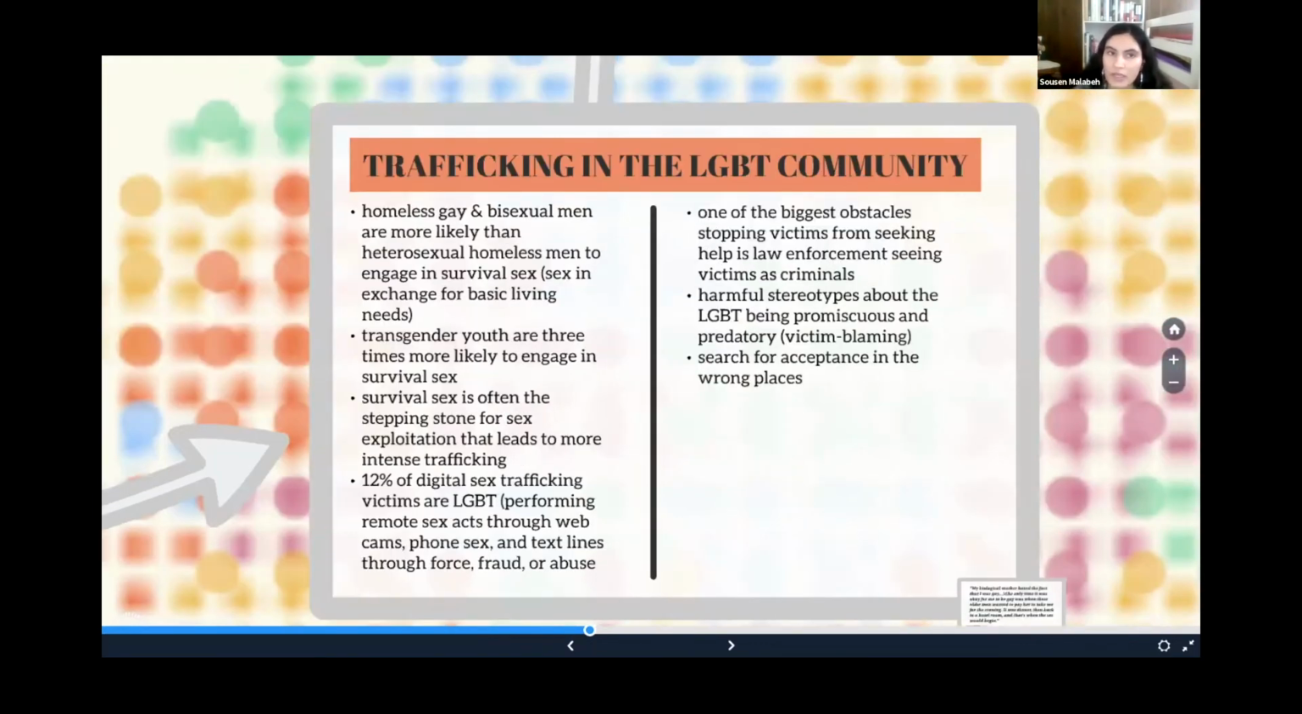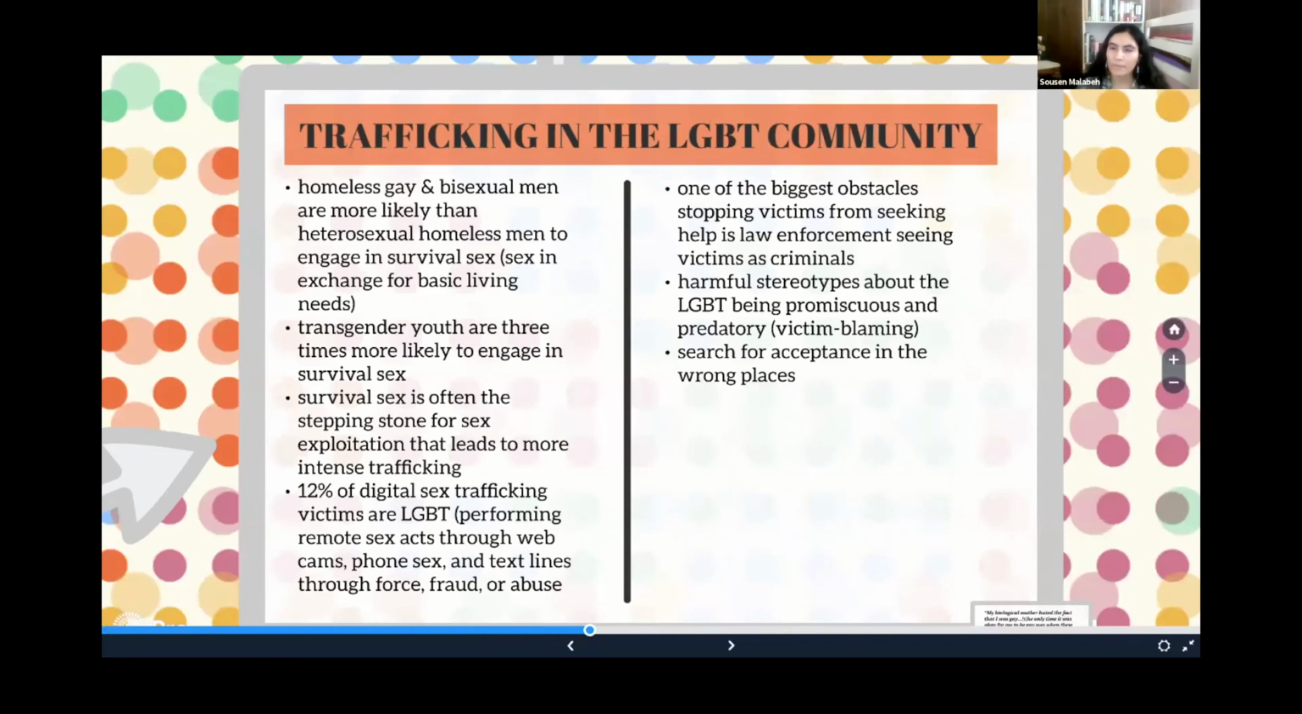So trafficking in the LGBT community really starts out with something called survival sex. Survival sex is sort of the gateway into full-on trafficking. It is basically when you engage in sexual acts in exchange for some kind of money, food, or drugs, and homeless gay and bisexual men are far more likely to engage in survival sex to get their basic living needs than heterosexual homeless men.